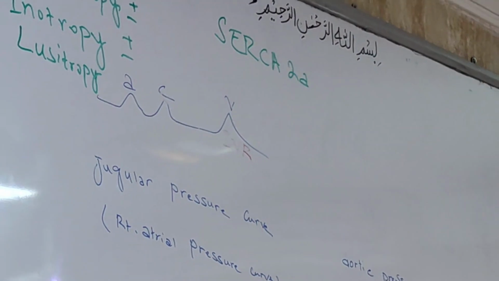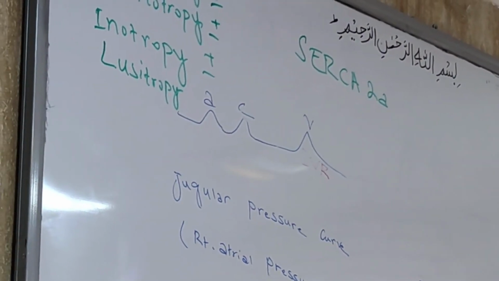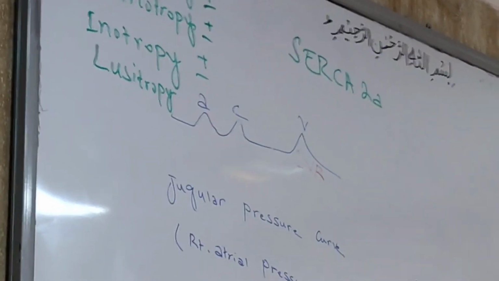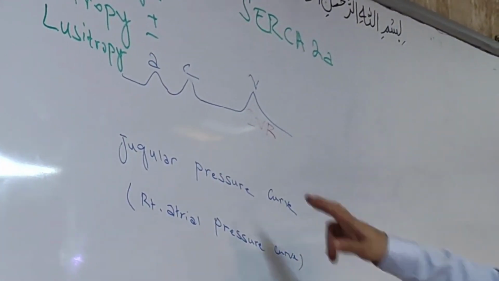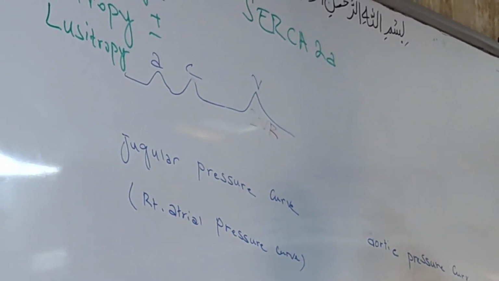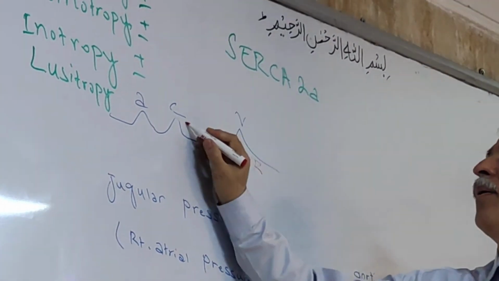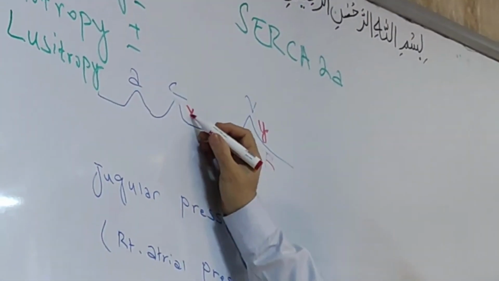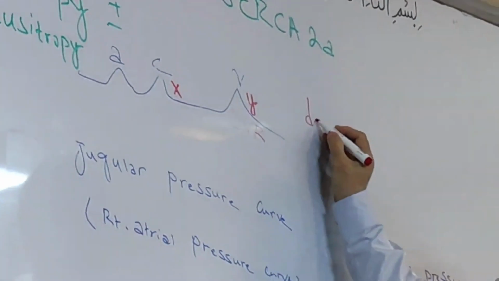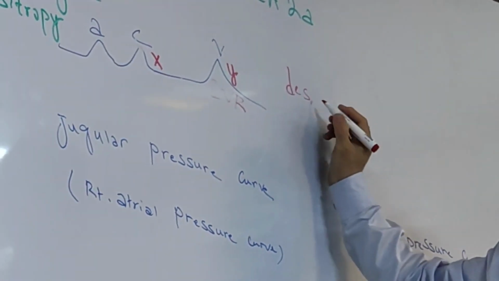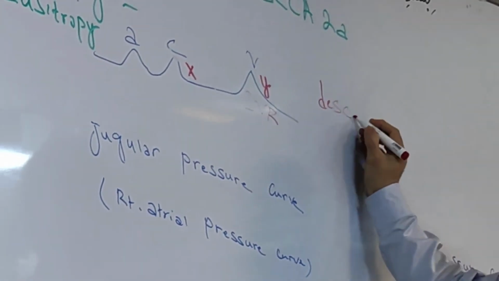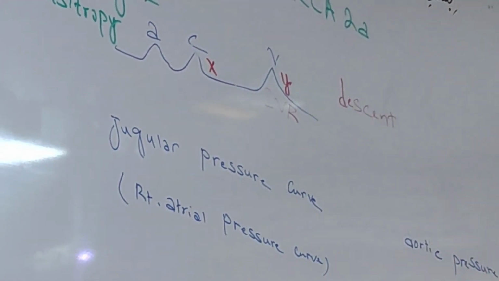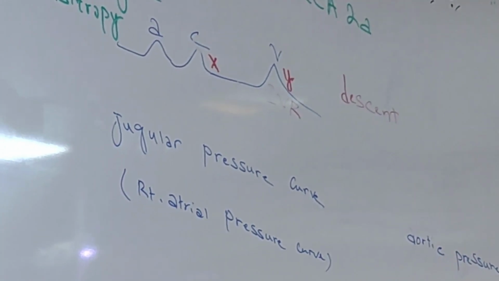In the left atria, we have 4 pulmonary veins. In the right atria, superior vena cava and inferior vena cava. Blood is coming into the atria and the pressure increases. We have also descent. Pressure drop.